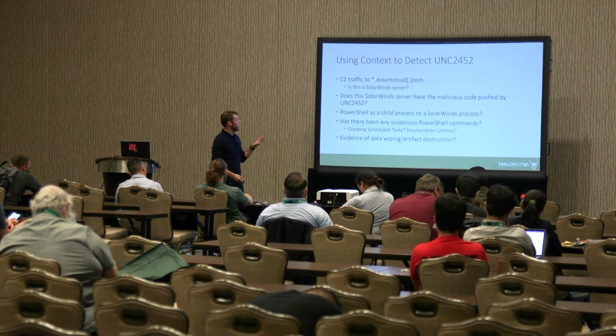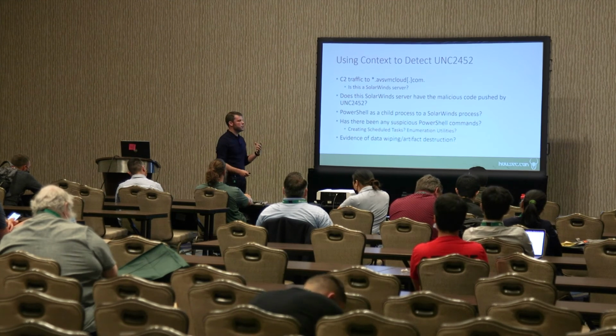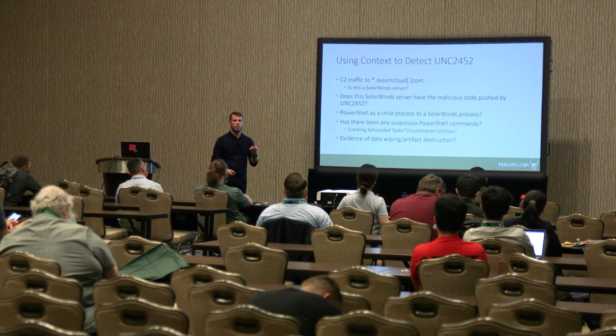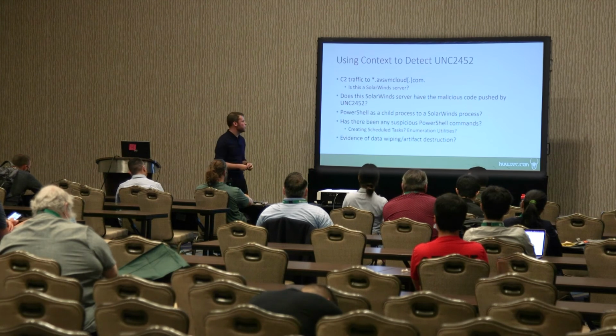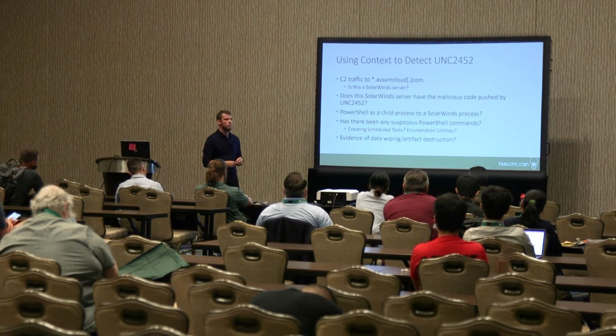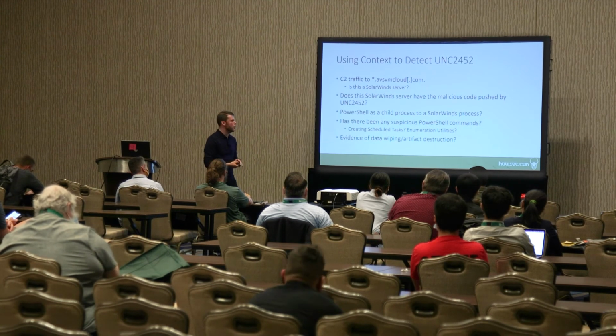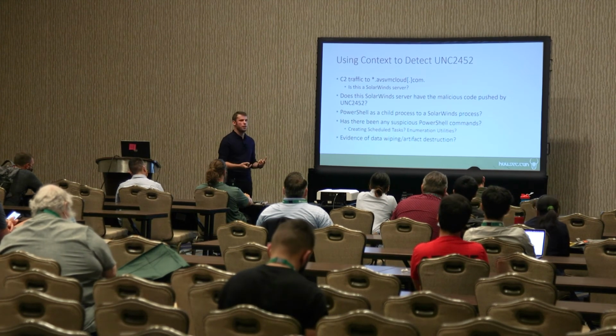So with it being a SolarWinds server, okay, that's not good. So then let's check for the actual malicious DLL that was pushed by UNC 2452. So if I can find that malicious DLL, okay, things are starting to add up. We're putting pieces together. We're kind of solving this scenario, right? That's going to drive our actual analysis for this alert.